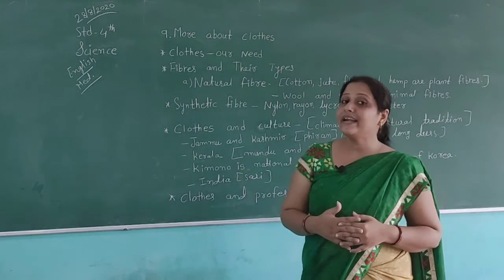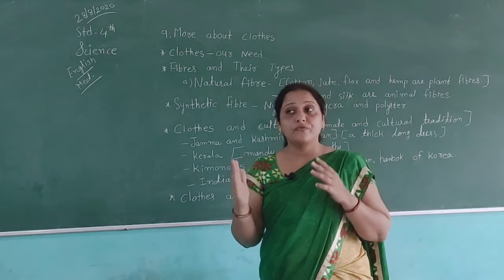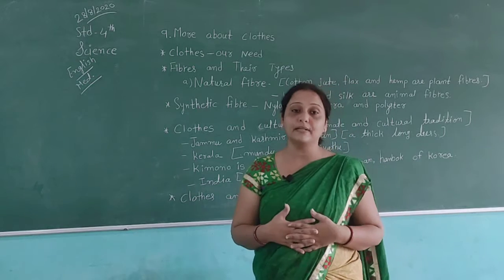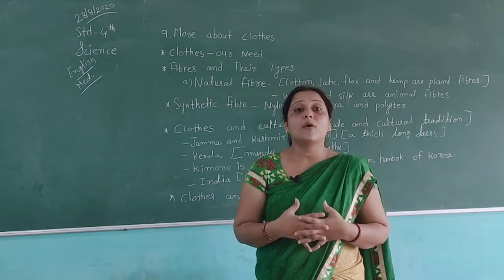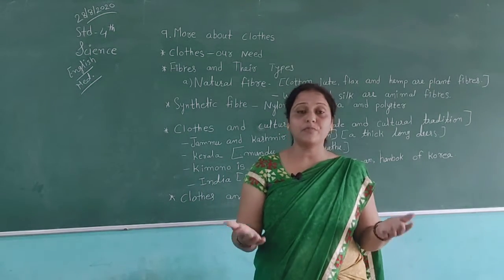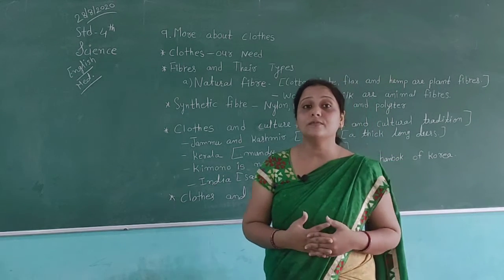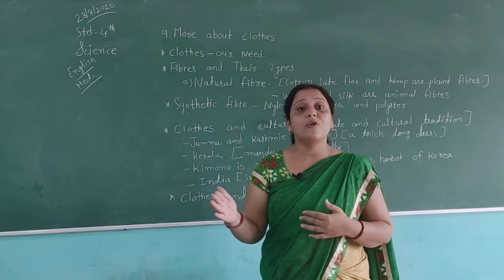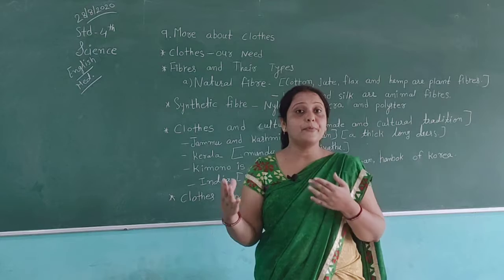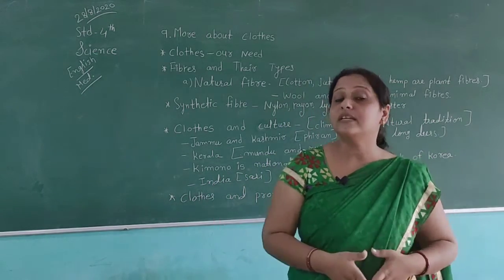As you have already learned about clothes in your previous classes, we need different types of clothes to protect ourselves. For example, in the winter season, you and I all wear a sweater. Why do we wear a sweater in winter? Because we want to protect ourselves from cold conditions. The sweater is made from wool, and wool always keeps us hot and protects us from the cold atmosphere. So we all wear sweaters in the winter season.